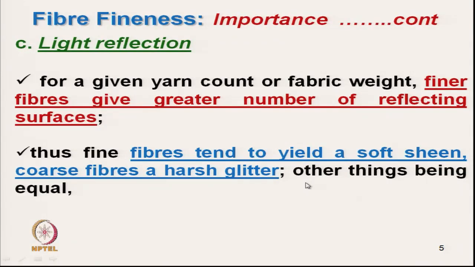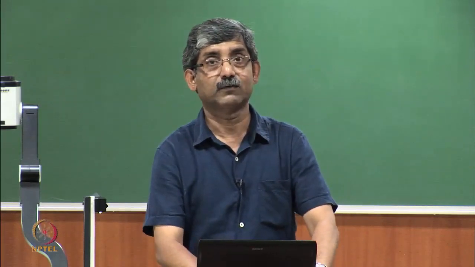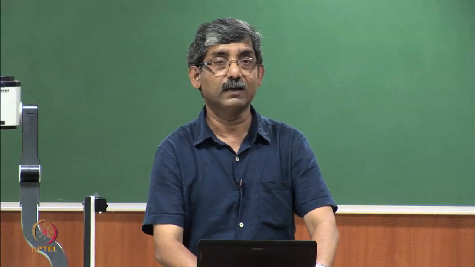So, that is why when we use finer fiber, we always use less twist, and it helps not only in the look, it also helps in productivity. If we get the same characteristics by imparting less twist in the ring frame, the productivity, the delivery rate, is higher. Okay. Front roller delivery speed will be higher for the same spindle speed.